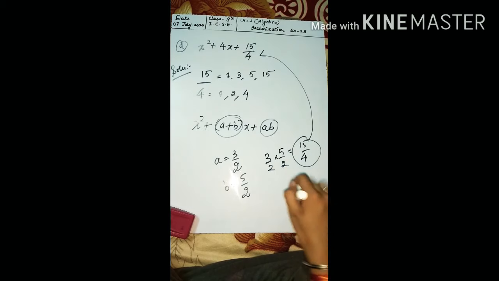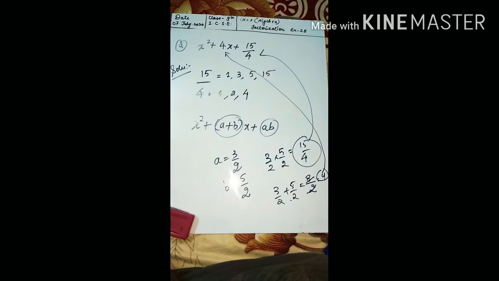And if you add these two, 3 by 2 plus 5 by 2, they are like fractions too. 3 plus 5 is what? 8. 8 by 2 is 4. Yes, we got 4 here.